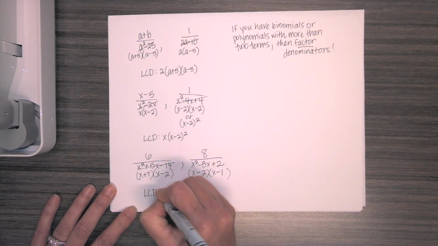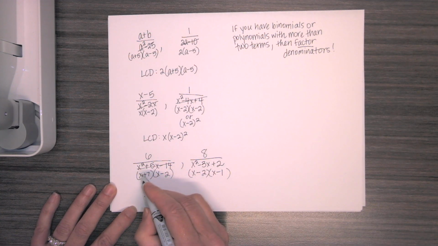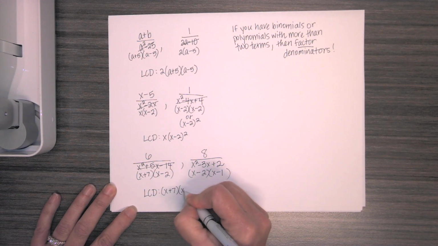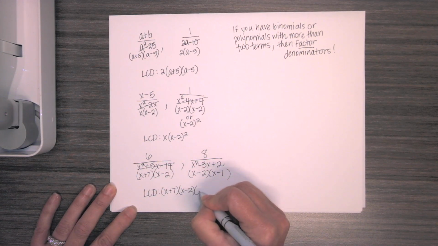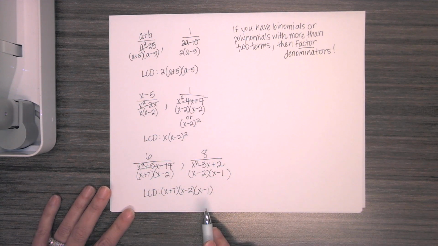Our least common denominator then will need the highest power of every different factor that you see. I see an x plus 7. I see an x minus 2, and I see an x minus 1. So this would be my common denominator.